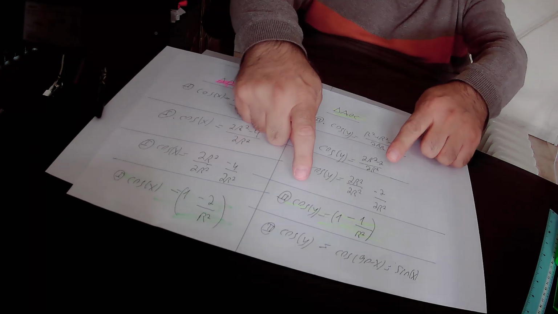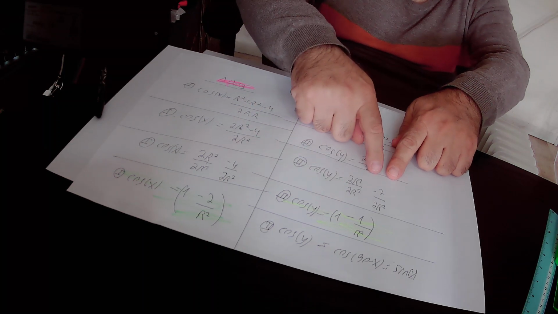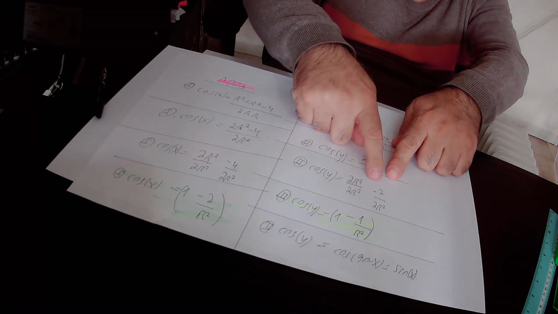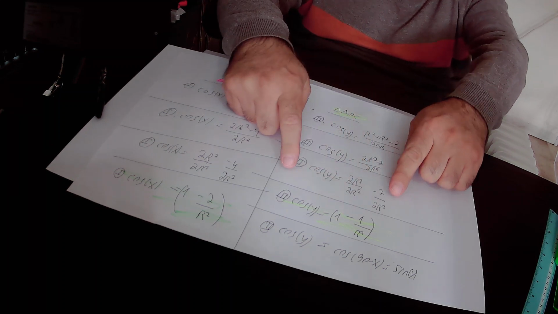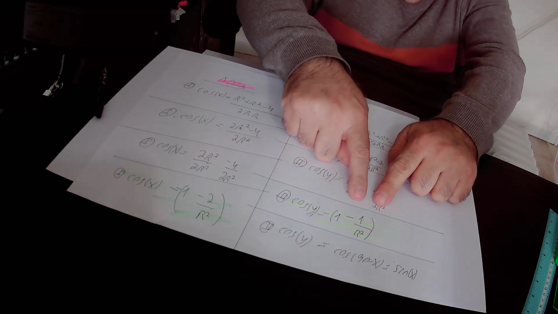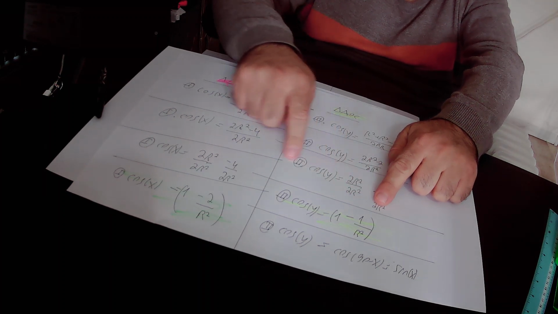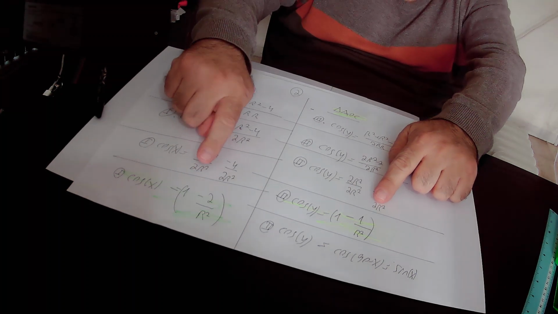So we found out that cosine y equals 2r squared over 2r squared, which is 1, and minus 2 over 2 is minus 1. So in the numerator we have minus 1, in the denominator we have r squared. So according to equation number 2, cosine y equals 1 minus 1 over r squared, while according to equation number 1, cosine x equals 1 minus 2 over r squared.